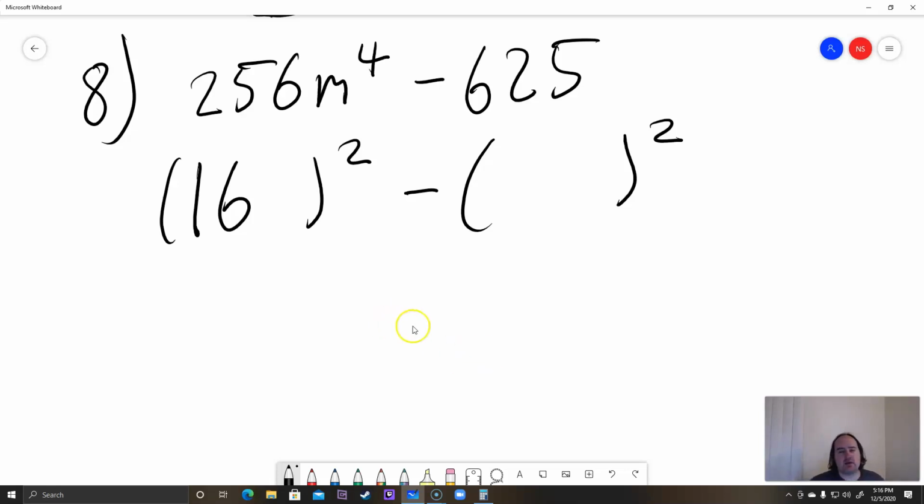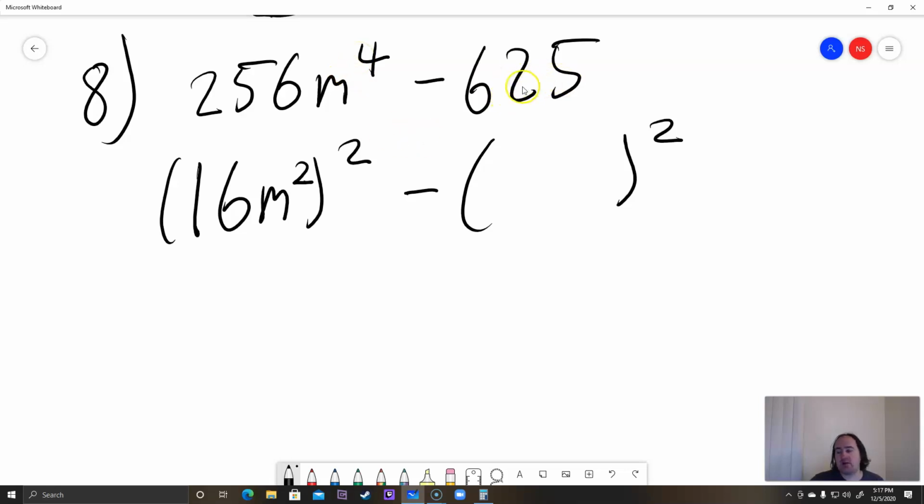Okay, and then another tricky thing here is because we had m to the fourth, well, what squared gives me m to the fourth? Actually turns out that we need to write an m squared. Because m squared squared means you multiply the exponents, and 2 times 2 is 4. So 16m squared squared gives you 256m to the fourth.